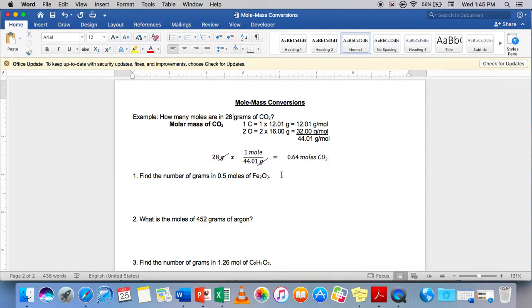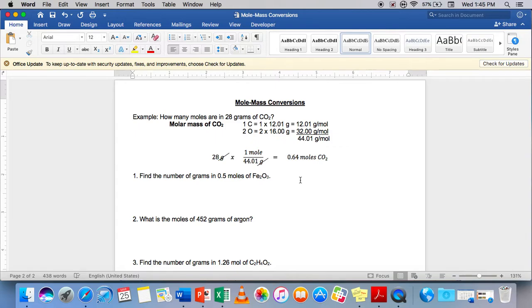The math in your calculator, you would take 28 times 1 divided by 44.01. Since we're multiplying by 1, you don't need to do that step in your calculator. So all you have to do is 28 divided by 44.01. Put that in your calculator and you get 0.64 moles of CO2, carbon dioxide.